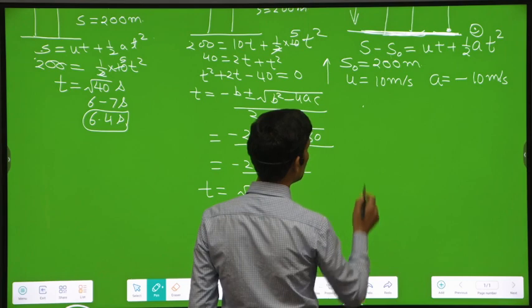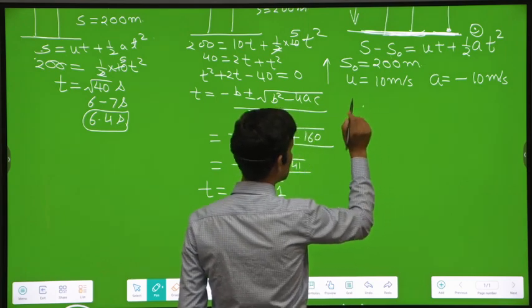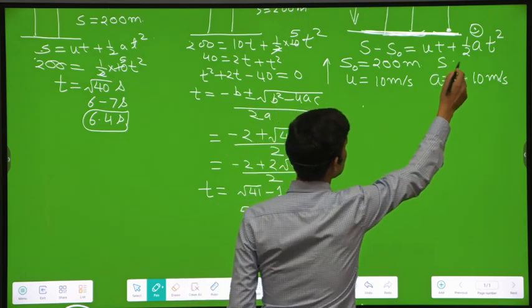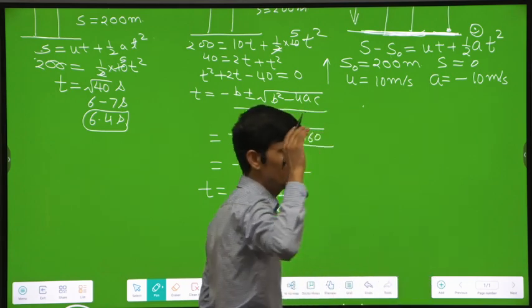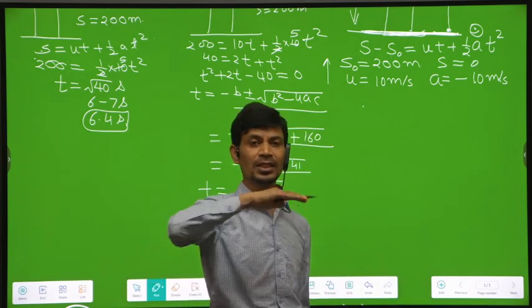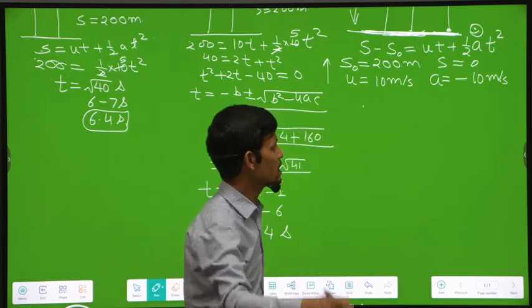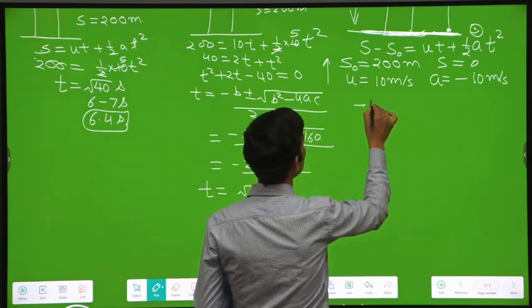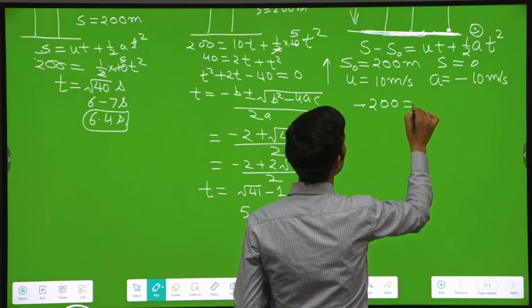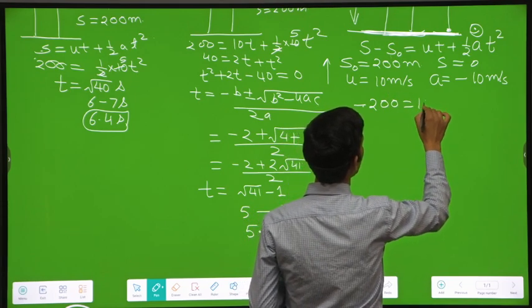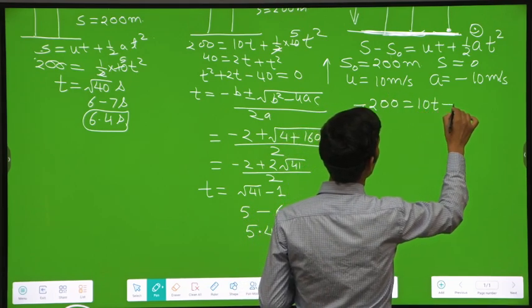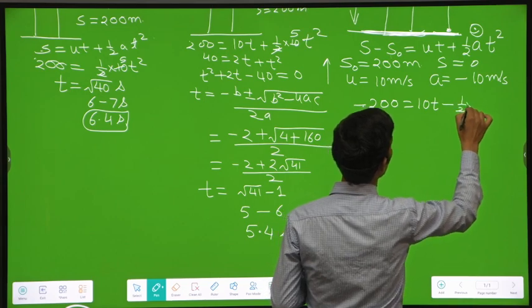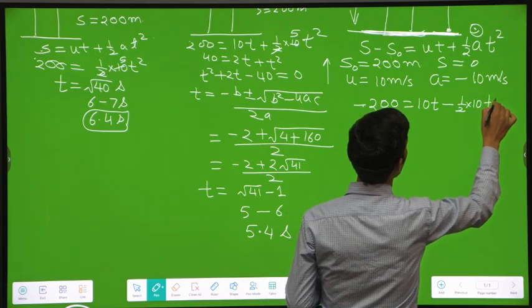Oh, one more thing, one more mention. S is 0 when it reaches the ground, our reference level. So S is 0, so minus 200 is equal to ut, that means 10t minus half 10t square.